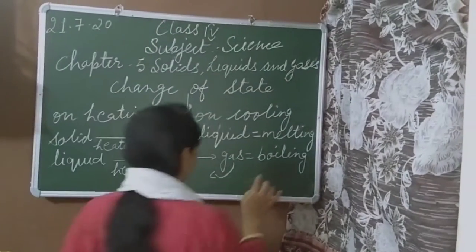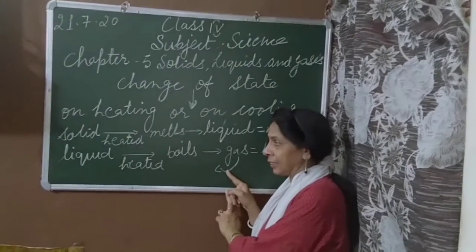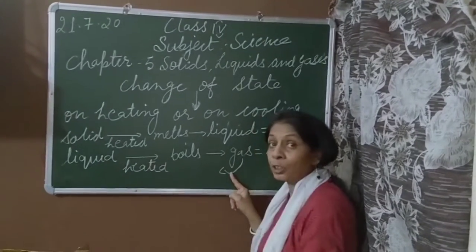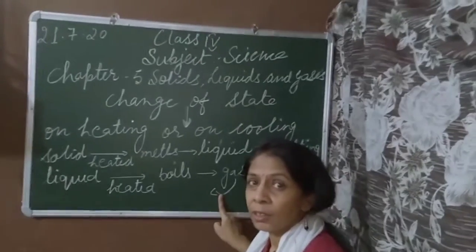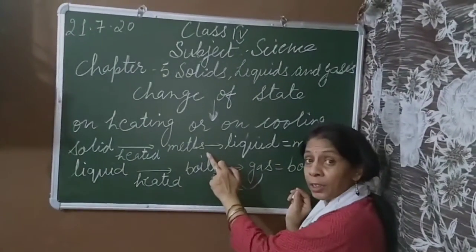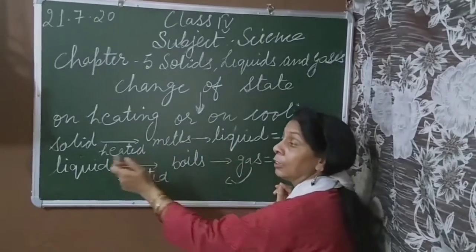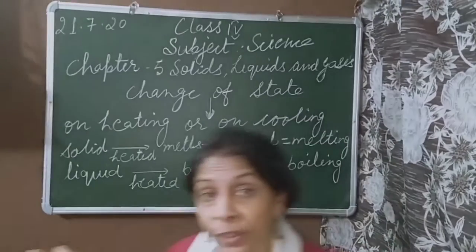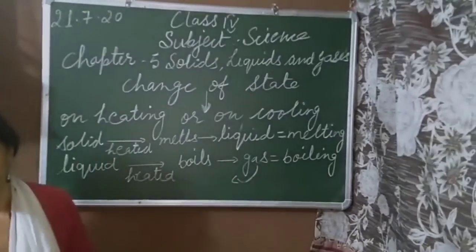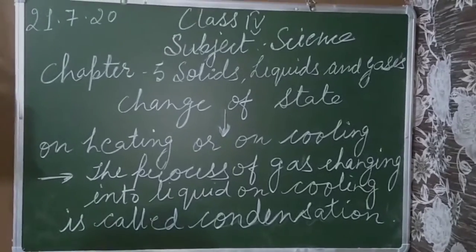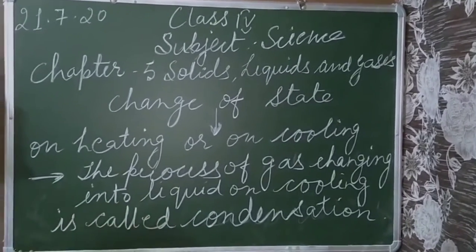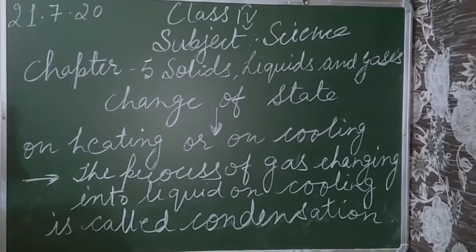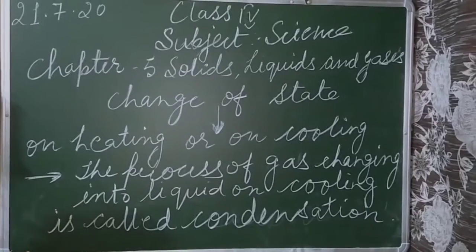What happens? When we cool this gas, it turns into liquid. That is called condensation. When we cool this liquid, it turns into solid. This is called freezing. So definition of condensation is the process of gas changing into liquid on cooling is called condensation.